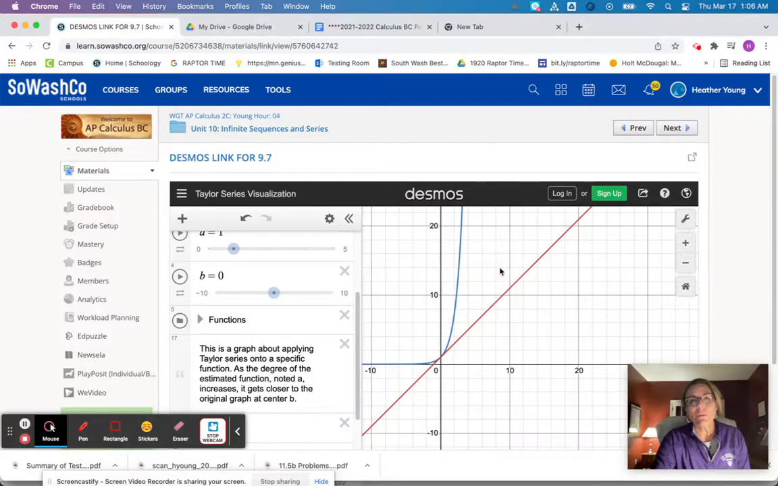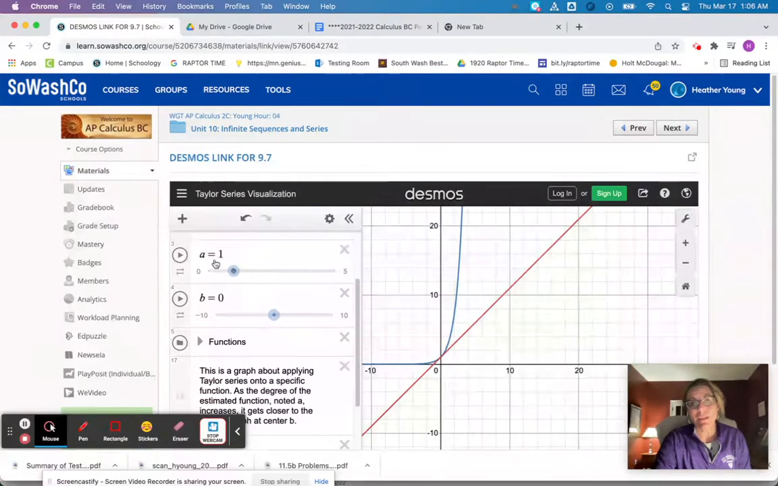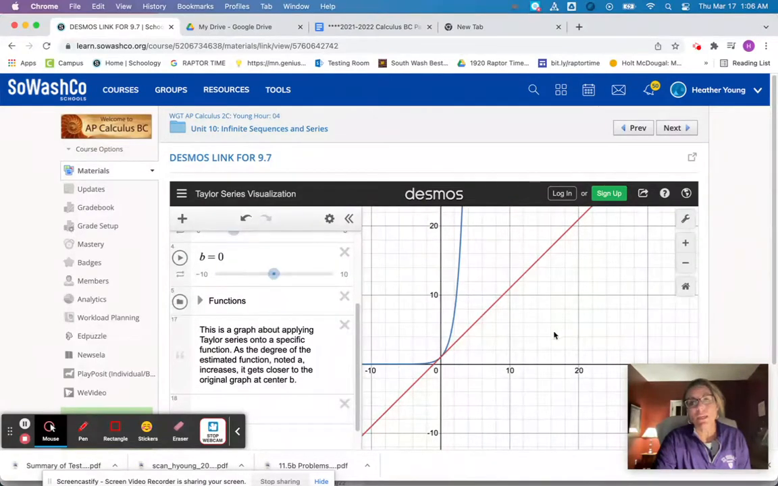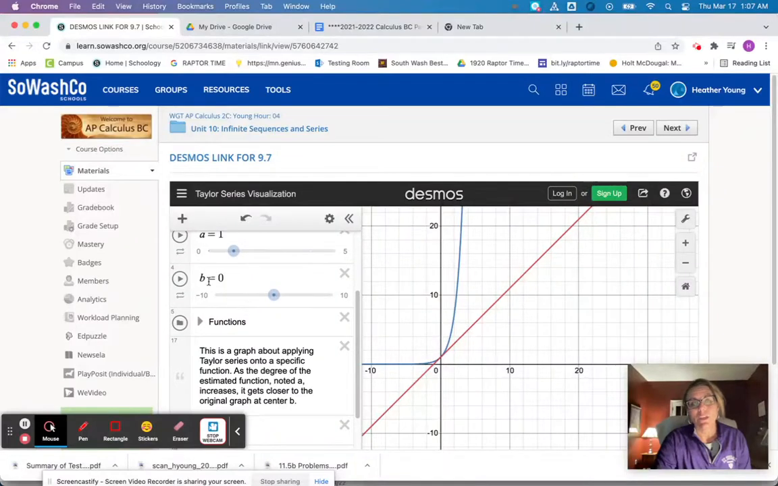This is a graph about applying Taylor series onto a specific function. And what you're going to see is as the degree of the estimated function, noted a in Desmos, that's the degree, as that increases, the red graph here is going to get closer to the original graph centered at B. And again, here B in Desmos is the center.